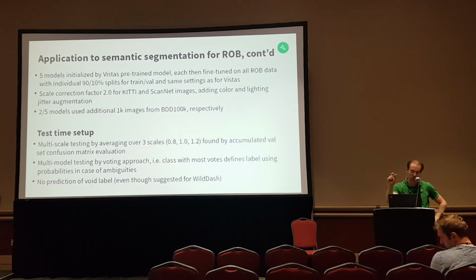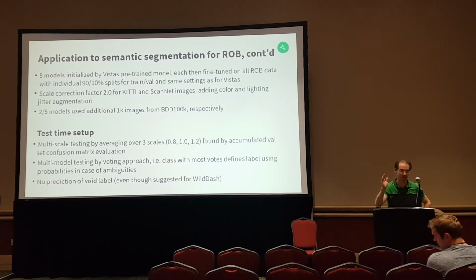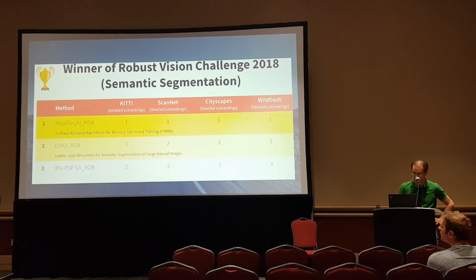For training, we always kept one set out, such that we could have a rough idea what could be the performance on the test set. And we did nothing for the void label. So we were always predicting valid classes. There was no class set to void on purpose. And so this is what we got. We got first rank on Kitty, Scannet, Cityscapes, and WildDash.